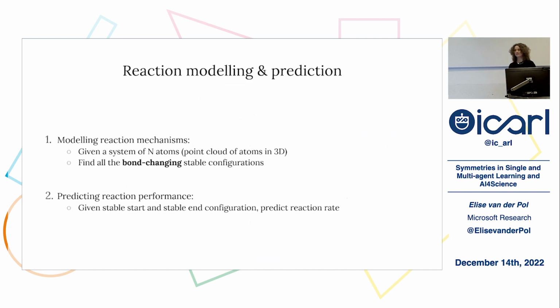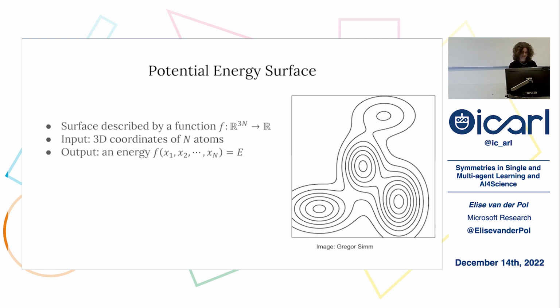So this is where reaction modeling comes in. If we have a system of a bunch of different atoms, so this is again a point cloud of atoms in 3D, we might want to find all the bond changing stable configurations of this system. Bond changing means that either a bond is formed or a bond is broken from our starting point. Once we have a stable start and a stable end configuration, we might want to predict the reaction rate, like how often do you actually get this reaction in practice? And this can help us, for example, in retrosynthesis planning.